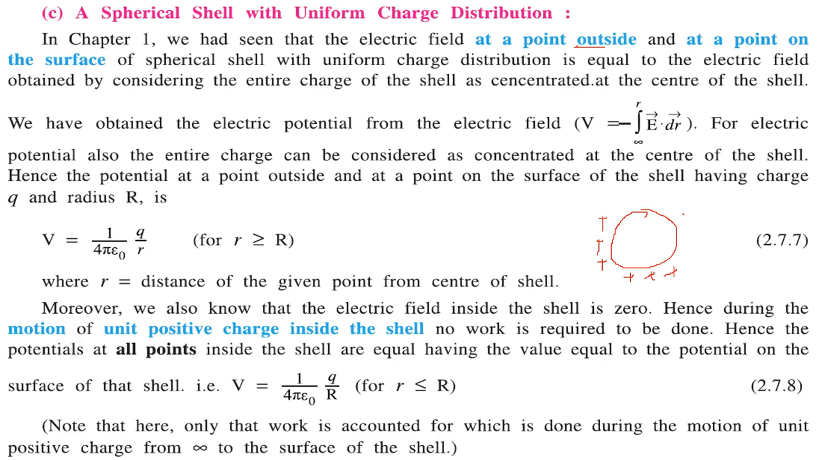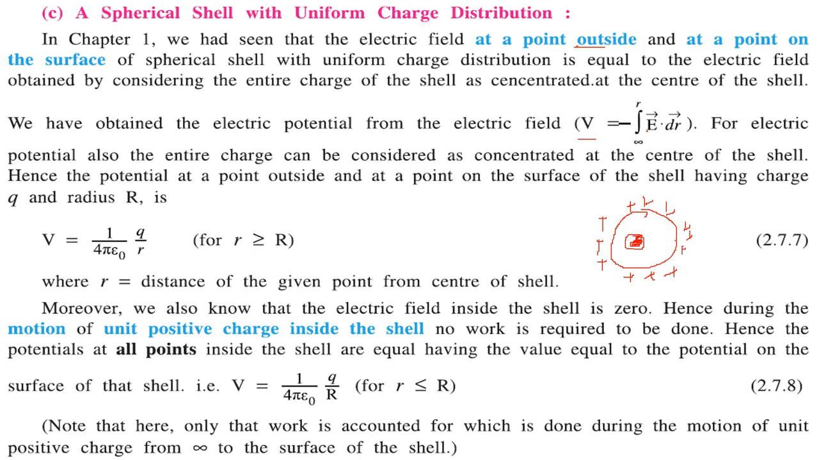The electric field obtained by considering that the entire charge of the shell is concentrated at the center. Say this is the center, so the whole of the charge is concentrated here. Again, for any point which is outside or on the surface, we assume that the whole charge is inside. So we have obtained the electric potential from the electric field.